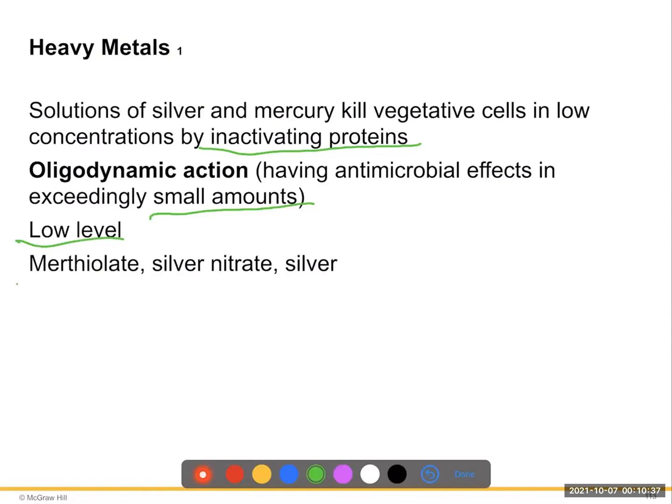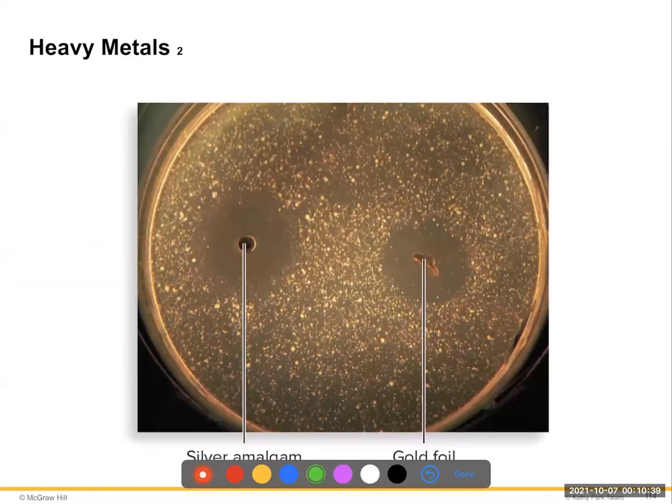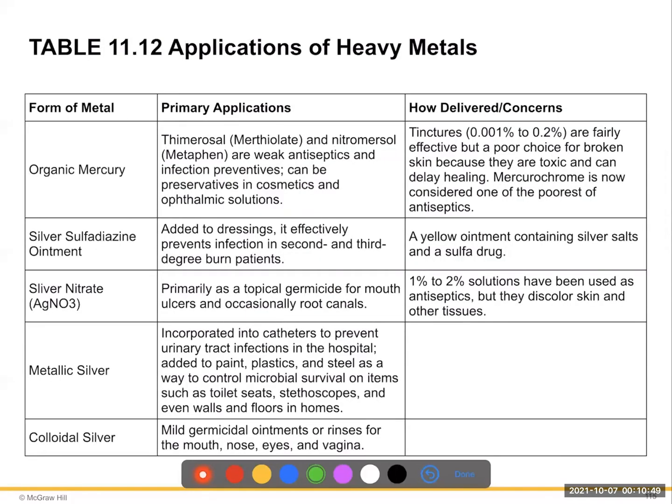Silver nitrate, methylate, and silver. Okay. You can see the metal that's around it. You can see the sterile zone where the metal is deposited has an antimicrobial effect. It kills the microbes around that area where the heavy metal is. Organic mercury. Okay. It's a weak antiseptic. Can be preserved in cosmetics and ophthalmic solution. It used to be used in the flu vaccine.